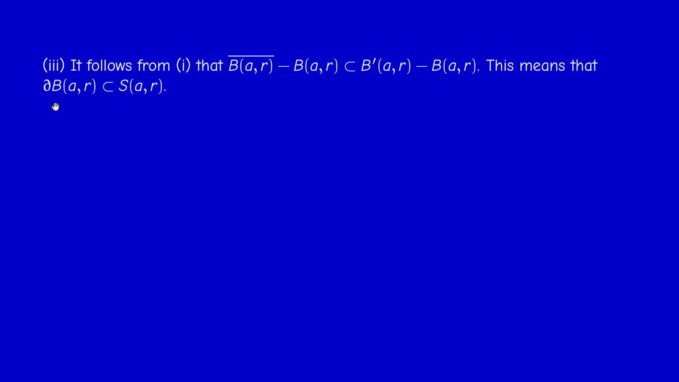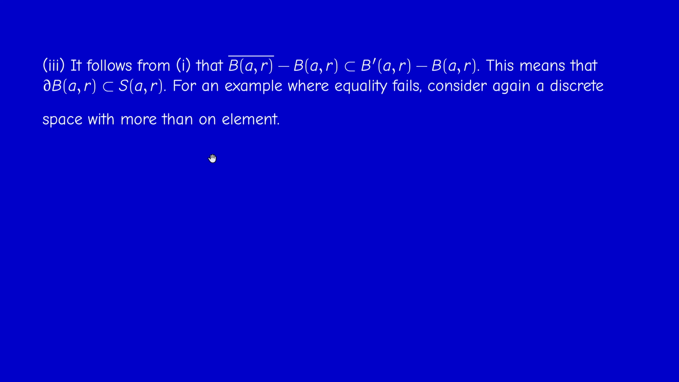So we have the boundary of the ball is contained in the sphere, and we have to give an example. So same thing, discrete space. The boundary of the ball of center A and radius 1 is the boundary of the singleton A. What is the boundary of the singleton A? It's the closure minus the interior, but singletons are both open and closed. So this is just A minus A, and therefore it's empty.